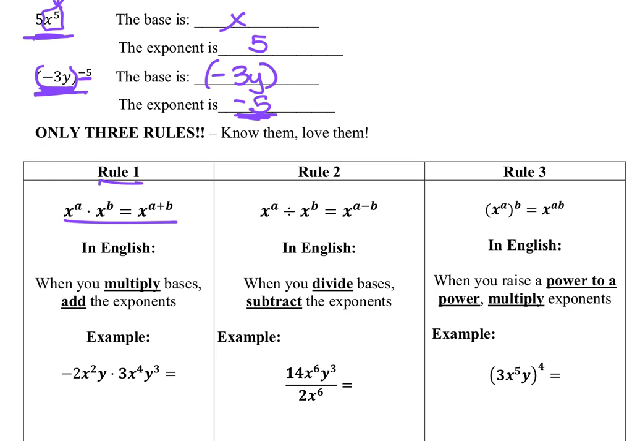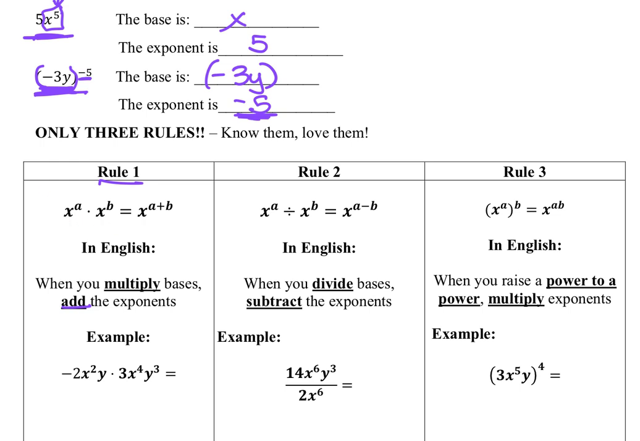But when you're looking at this, it's saying x to the a times x to the b equals x to the a plus b. So what does that mean? In English, instead of math, it says when you multiply bases, so I'm multiplying the x's together, you add the exponents. That's the rule. Now, if you don't understand that rule, I can do a brief example of what that means.